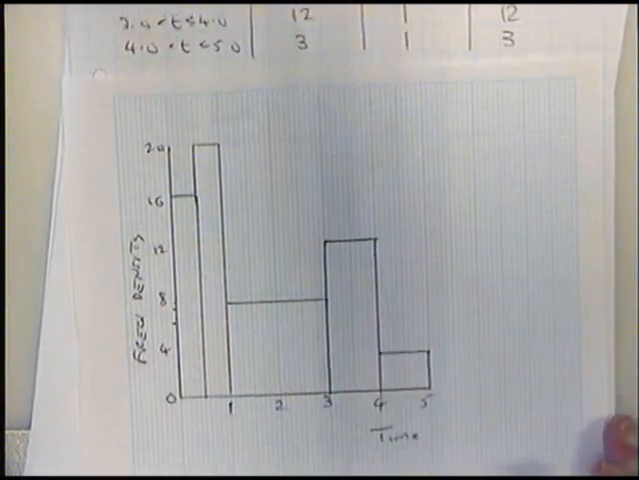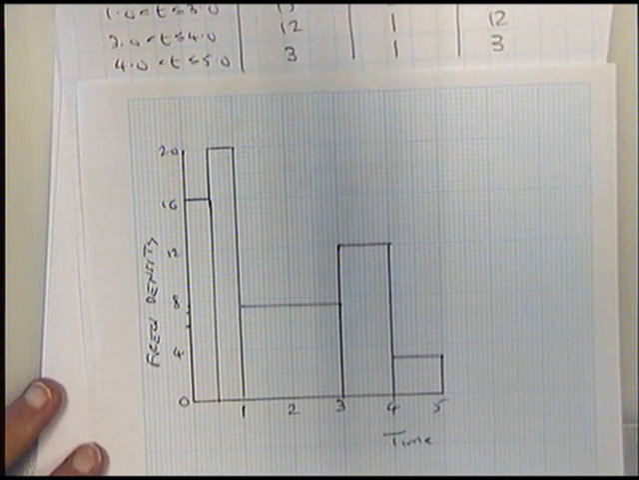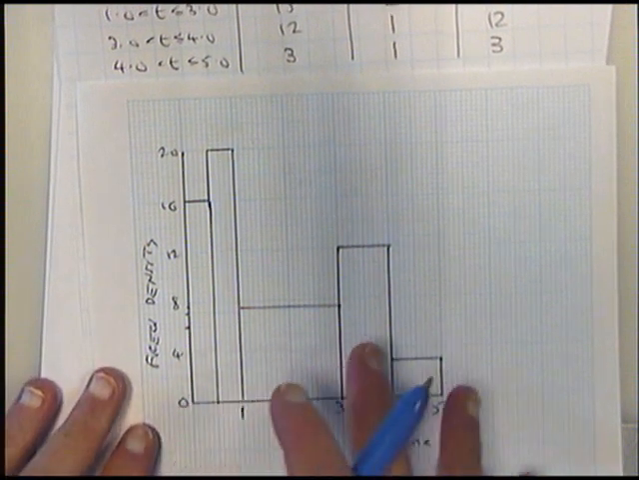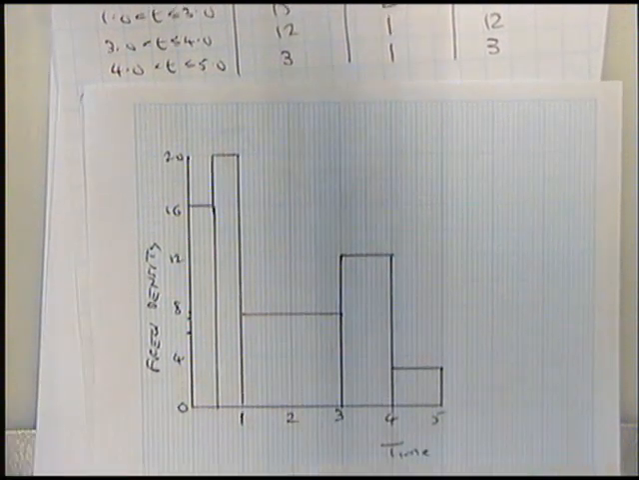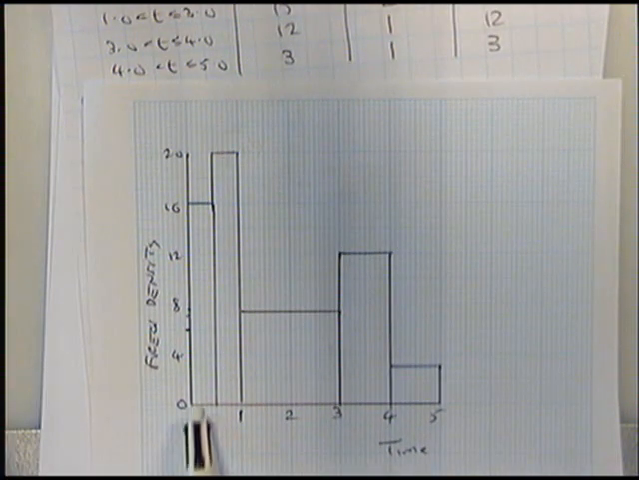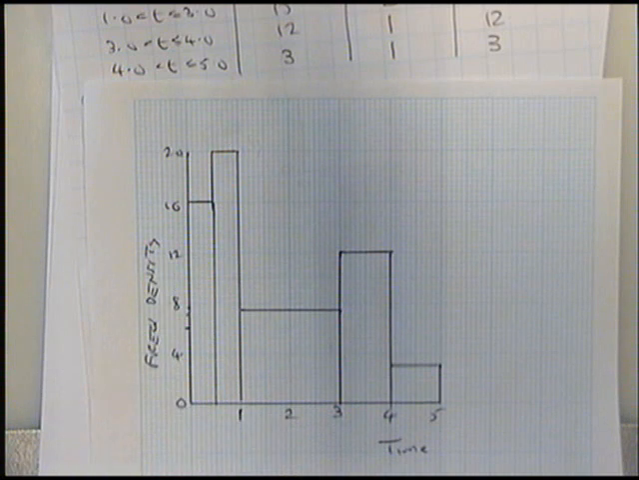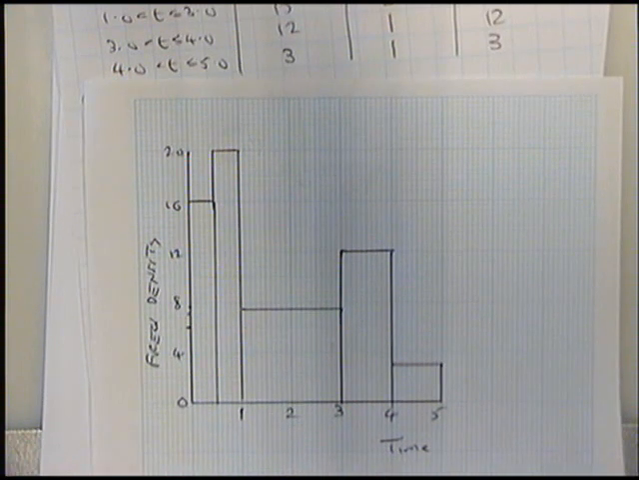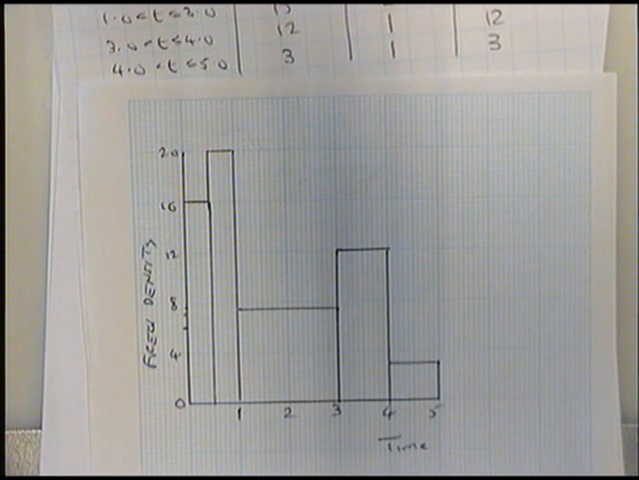So what I've got now is a histogram, where the area of each block represents the frequency. It says frequency density at the time because it's not frequency. This bar here going up to 16 does not mean there were 16 people. If you want to work out the frequency from the diagram, you need to find the area of each bar, and we'll look at that separately.